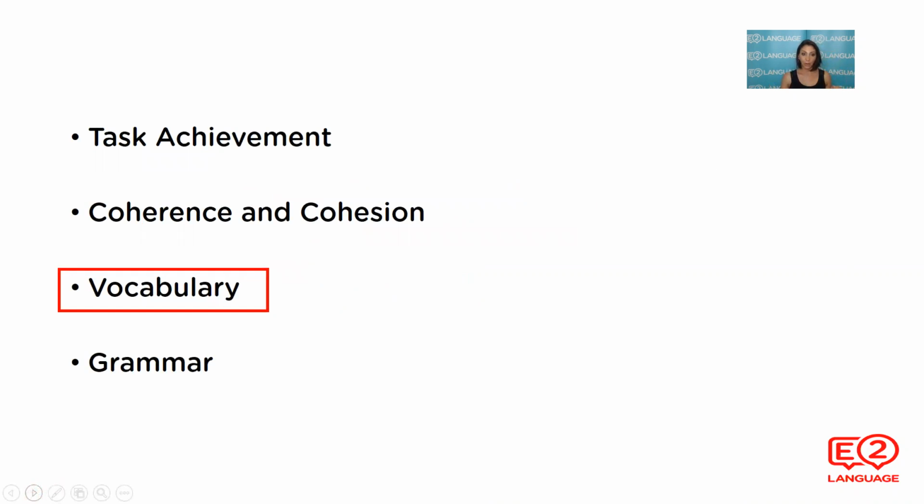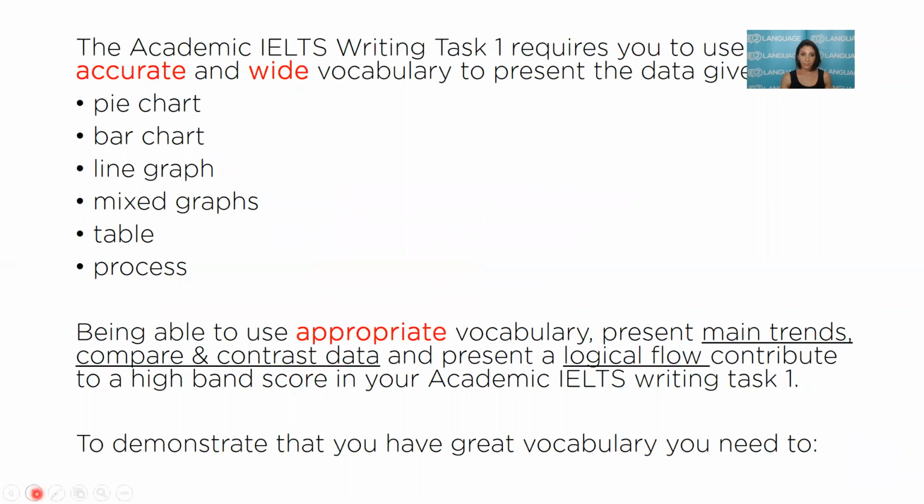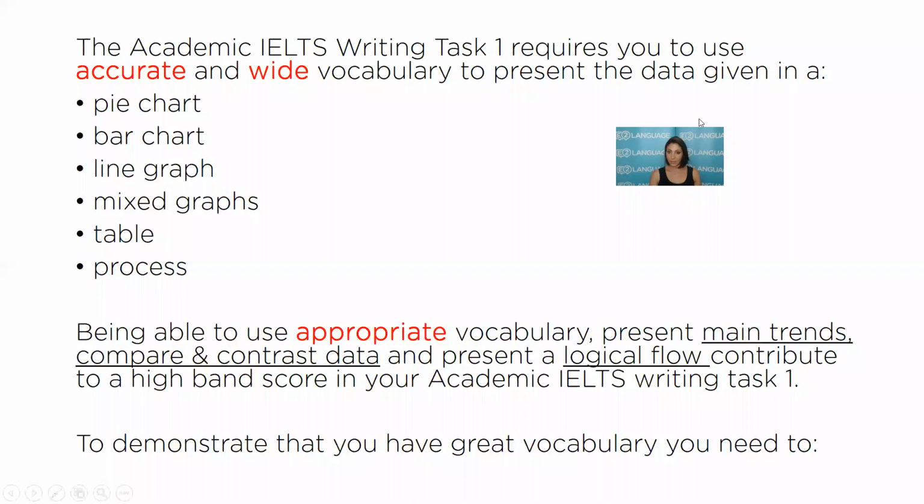Today we're going to be focusing only on vocabulary. So, academic IELTS writing task 1 requires you to use accurate and wide vocabulary to present the data given in a pie chart, a bar chart, or a line graph, or mixed graphs. So for example, a pie and a bar and a line, or a table or a diagram that shows a process. Being able to use appropriate vocabulary, present main trends, compare and contrast data, and present a logical flow all contribute to a high band score.